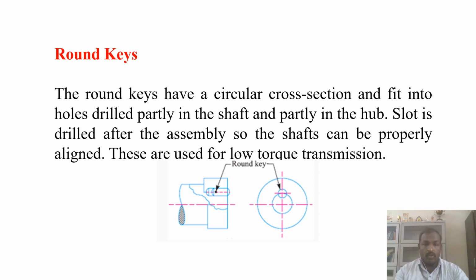Then we see about the round keys. The round keys have a circular cross section and fit into holes drilled partly in the shaft, which is shown in the figure clearly. It shows a slot is drilled after this assembly so that the shaft can properly align. Mainly these round keys are used for low torque transmission devices.